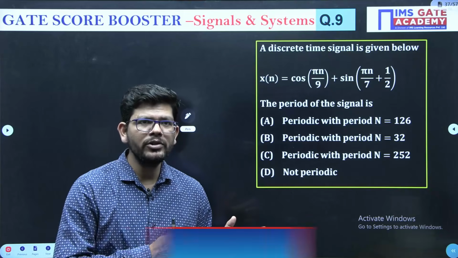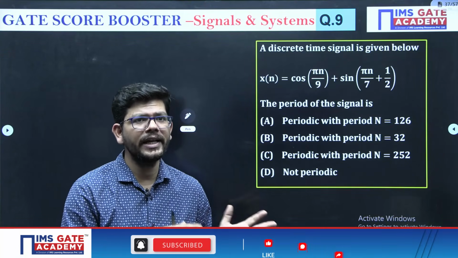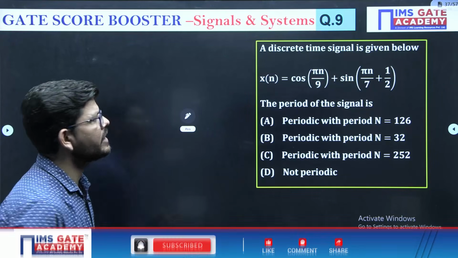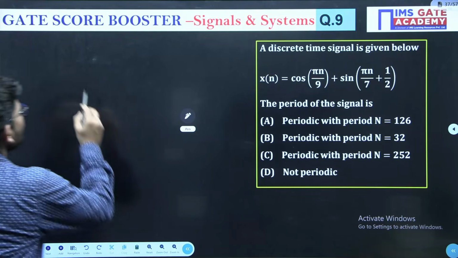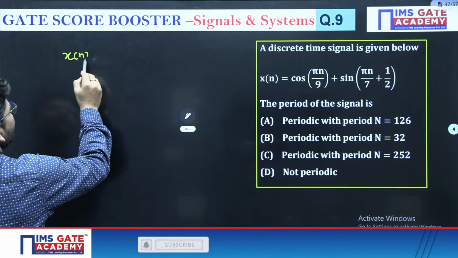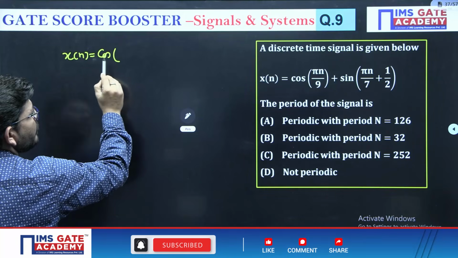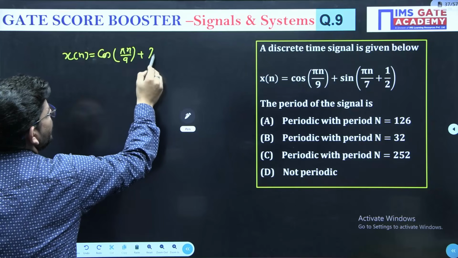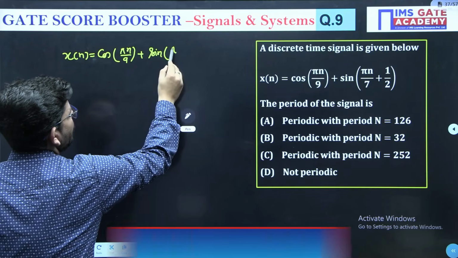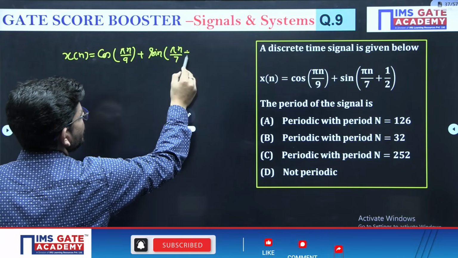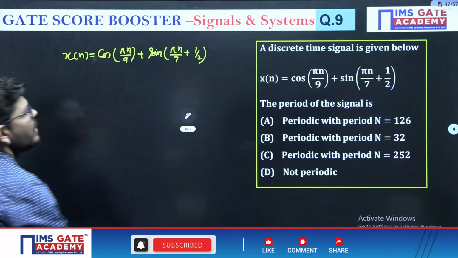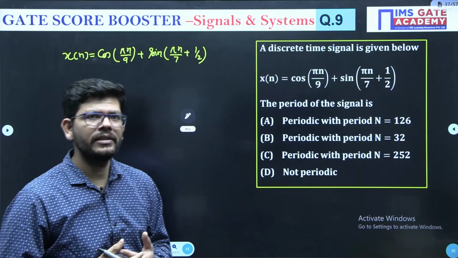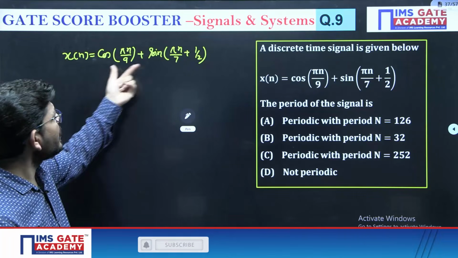Right, so in part 1 also we had some questions related to periodicity. Right now also I have a question related to periodicity, but this time with discrete signals. So what is going to be the period here? x of n is cosine of pi n over 9 plus sine of pi n over 7 plus 1 by 2. Okay, so if we have a sum of two signals in discrete time, these are sinusoids.